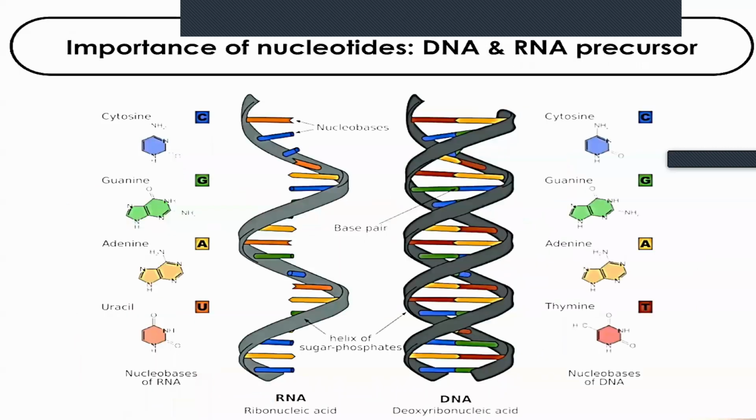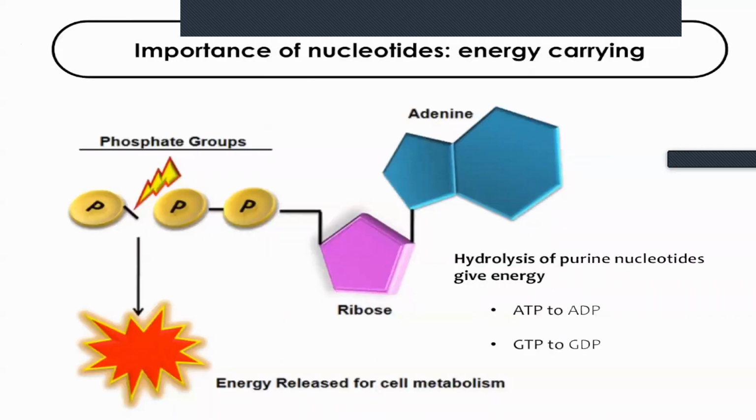Now, the importance of nucleotides. So we were studying all about nucleotides, right? So adenosine, and then adenosine monophosphate, adenosine diphosphate, and adenosine triphosphate. You remember? So in adenosine, if we add 1 phosphate, it will become adenosine monophosphate. If we add 2 phosphates, it will become adenosine diphosphate, and similarly, if you add 3 phosphates, adenosine triphosphate.